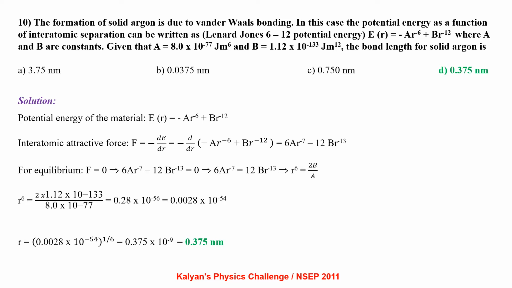For equilibrium, force is 0, so we get r power 6 equal to 2B by A. Upon substituting the values, we have r power 6 equal to 0.0028 into 10 power minus 54. So r equal to 0.0028 into 10 power minus 54 whole power 1 by 6, which comes out to be 0.375 nanometer.